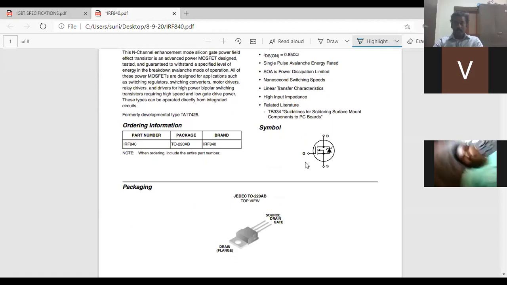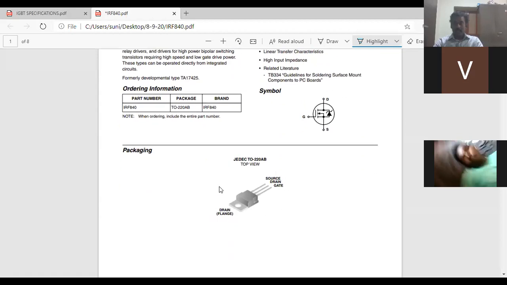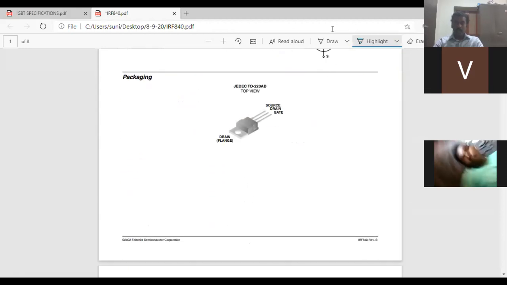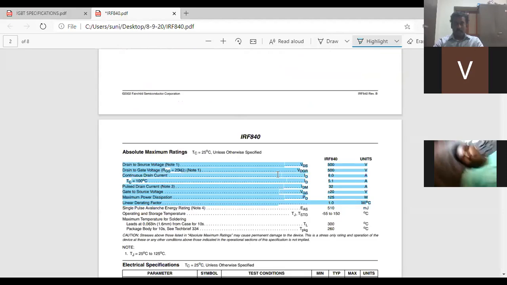The symbolic structure of this is like this. The packaging view is like this, and the voltages and currents are provided like this. Here the drain to source voltage VDS, the maximum voltage, is going to be 500 volts. VDGR, the drain to gate voltage, is also 500 volts, and the continuous drain current.